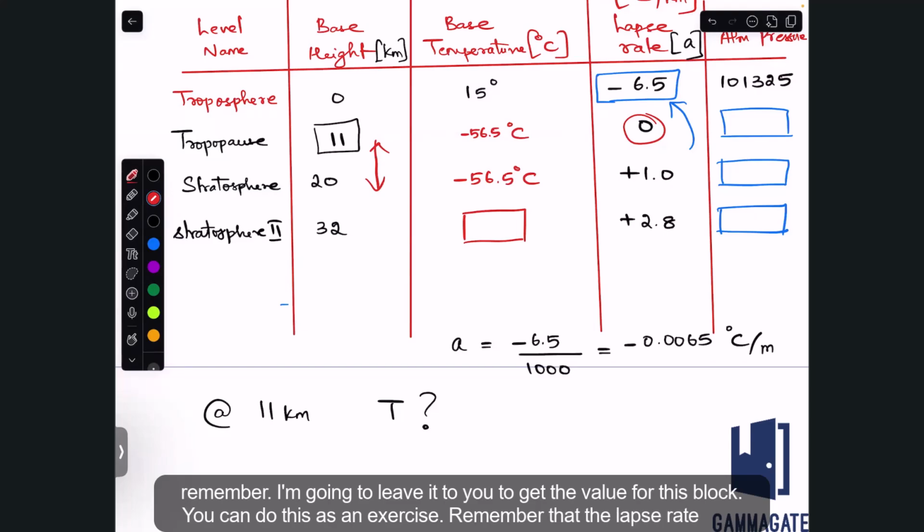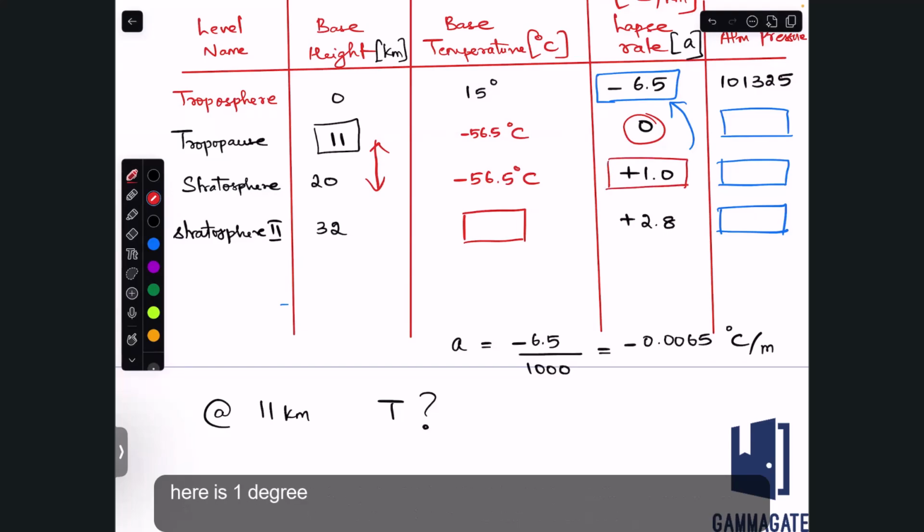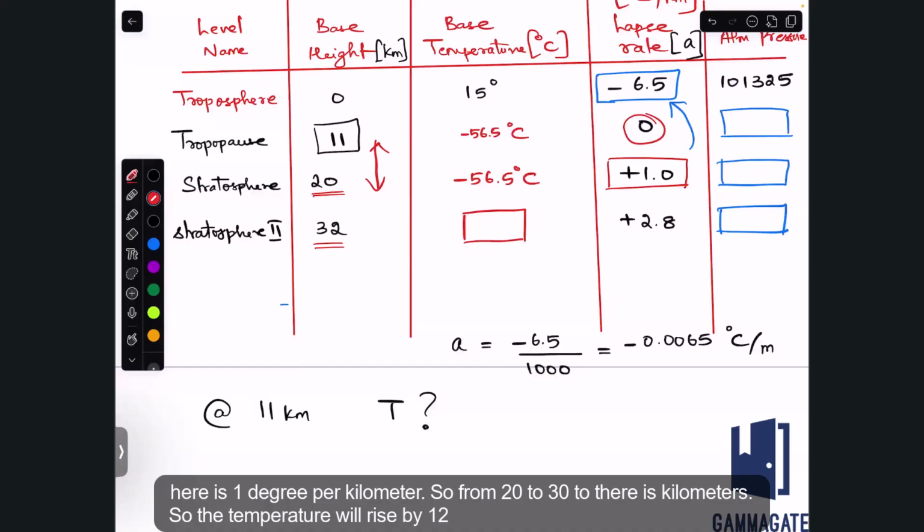Remember that the lapse rate over here is 1 degree per kilometer. So from 20 to 32, there are 12 kilometers. So the temperature will rise by 12 degrees.